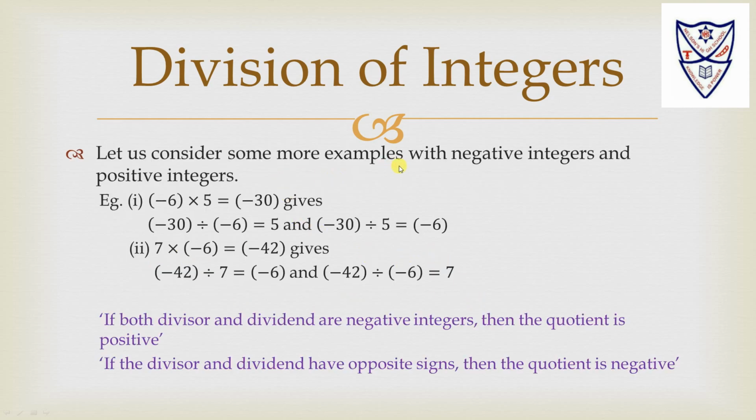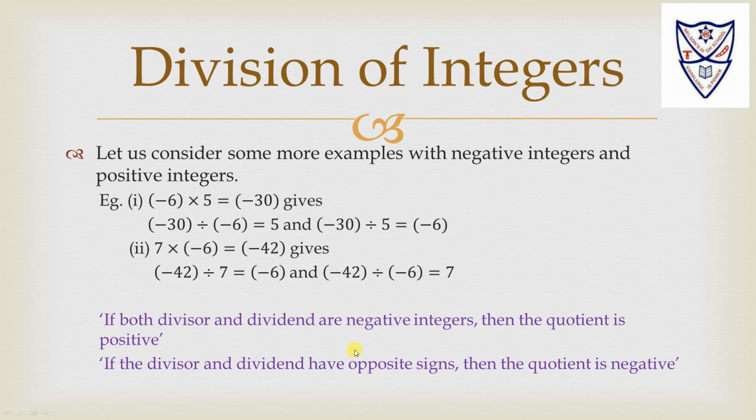Let us consider some more examples with negative integers and positive integers. For example, minus 6 multiplied by 5: minus times plus is minus, 6 times 5 is 30, so it is minus 30, which gives minus 30 divided by minus 6 gives 5 and minus 30 divided by 5 gives minus 6. One more example, 7 multiplied by minus 6, which is equal to 7 multiplied by 6, 42, plus times minus is minus, so it is minus 42. So minus 42 divided by 7 gives minus 6 and minus 42 divided by minus 6 gives 7.